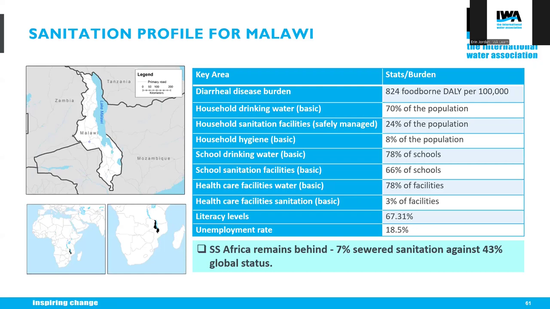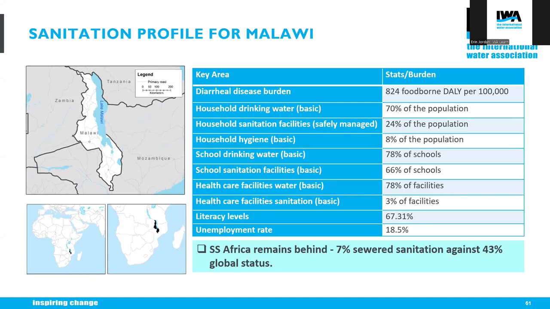I think as a country, we are still doing very poorly on sanitation. I can isolate issues of, for example, household hygiene. For household hygiene, we still stand at 8% of the population. That's a very poor statistic. There are a number of efforts being made to improve the statistics here, and we hope that in the next few years, the statistics that you see here will be much, much better.